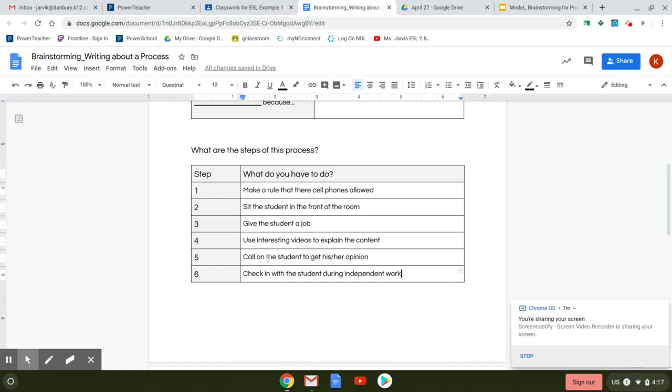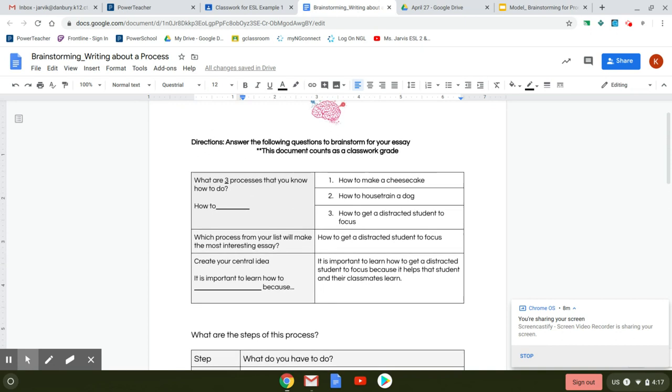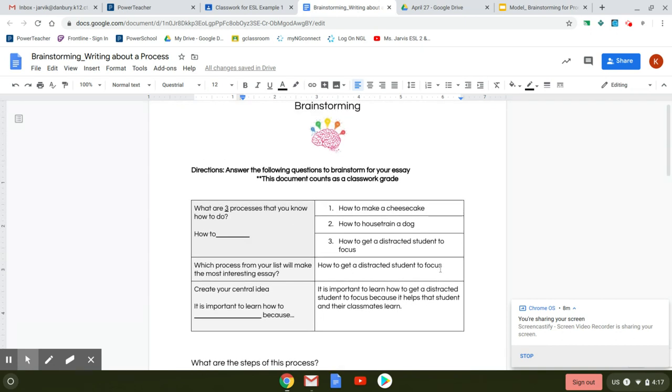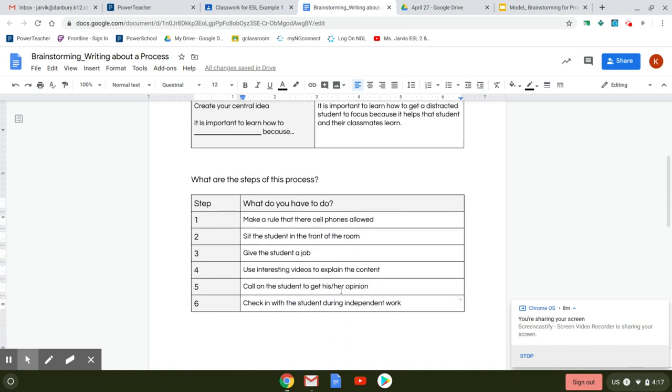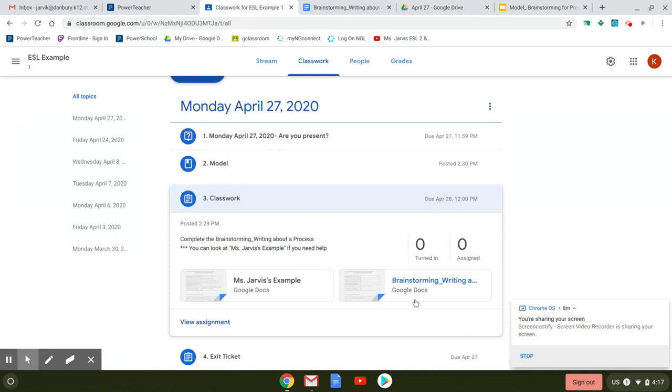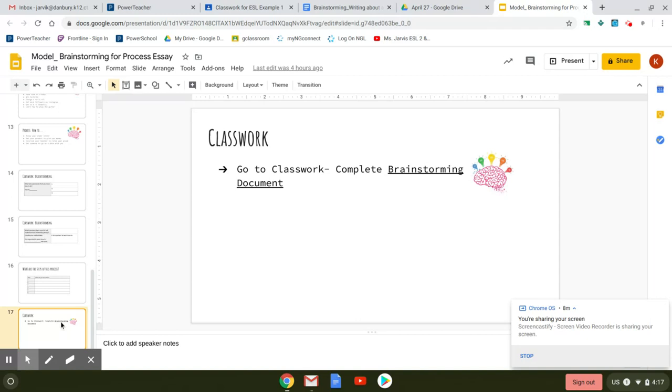These are the steps that I'm going to explain more in my essay, but I'm ready to write my essay tomorrow. So I'm talking about this process, how to get a distracted student to focus. I have my reason why it's important to learn, and I have my steps. That's what you're going to do here using this document. If you want to look at my example again, I posted it here so that you can look at it. So that is the classwork for today. You're filling out the brainstorming document. That is what I will grade for today's classwork.